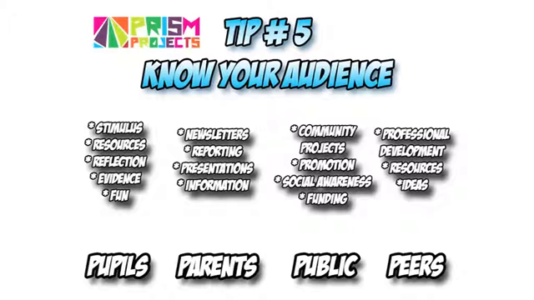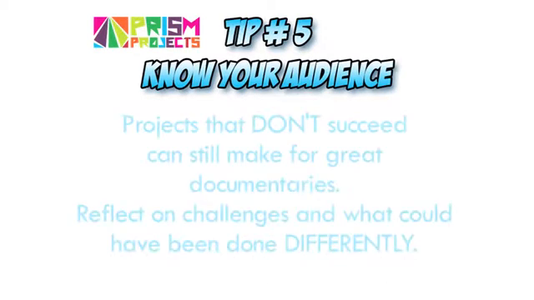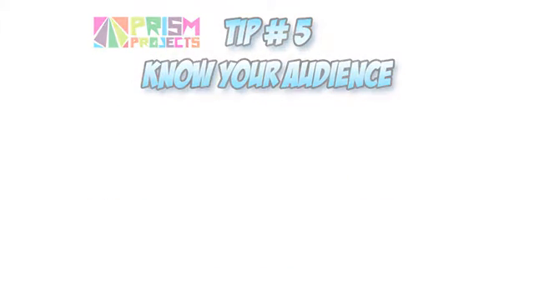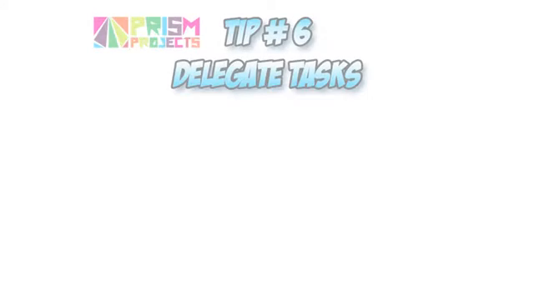Going online, looking at something someone else has done, okay, maybe it didn't work. Maybe it wasn't a successful project. How could it have been done differently? The documentation of it is still valid, even if the project didn't quite get over the line, because the challenges that people are involved in, the things that do go wrong, are just as valuable sometimes as the things that go right. Tip 6 is to delegate tasks.